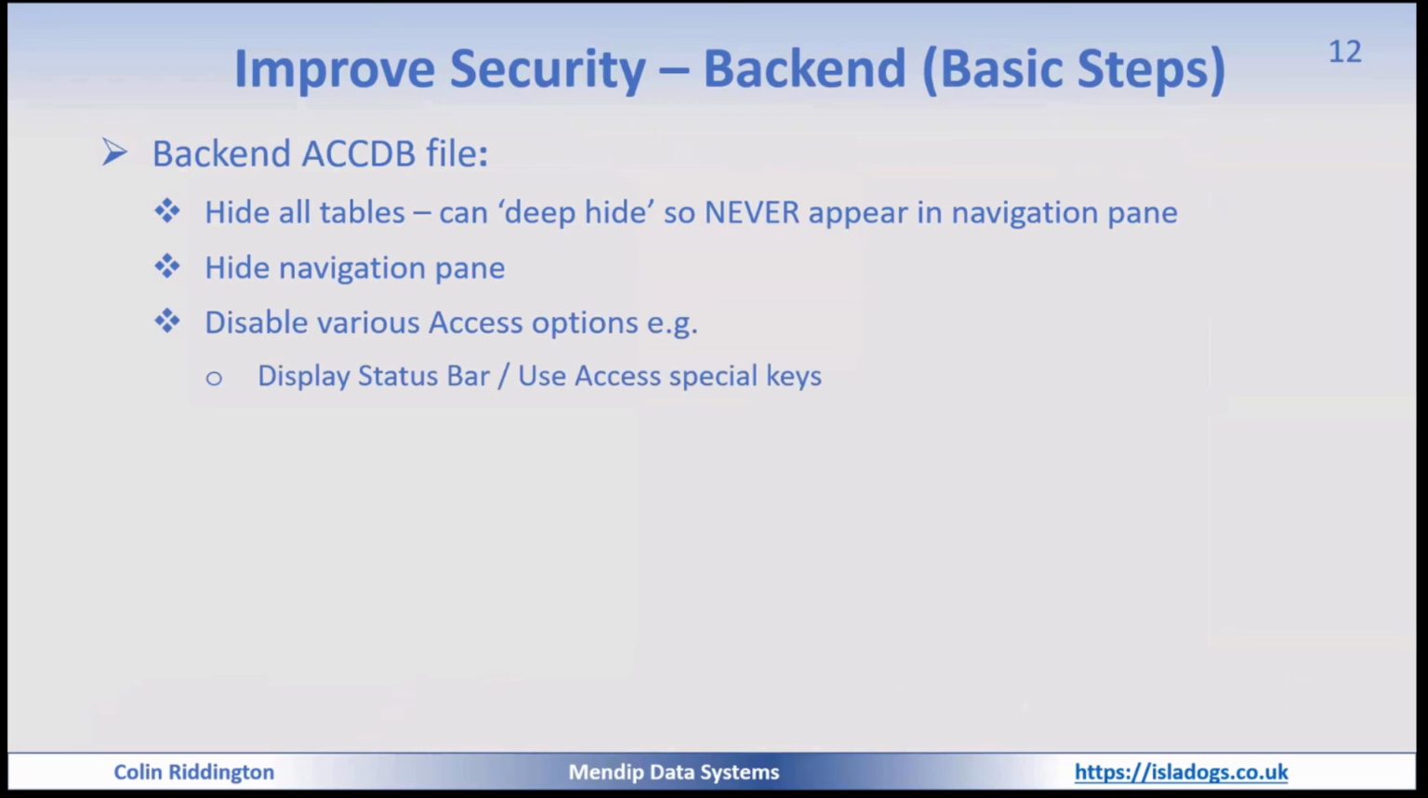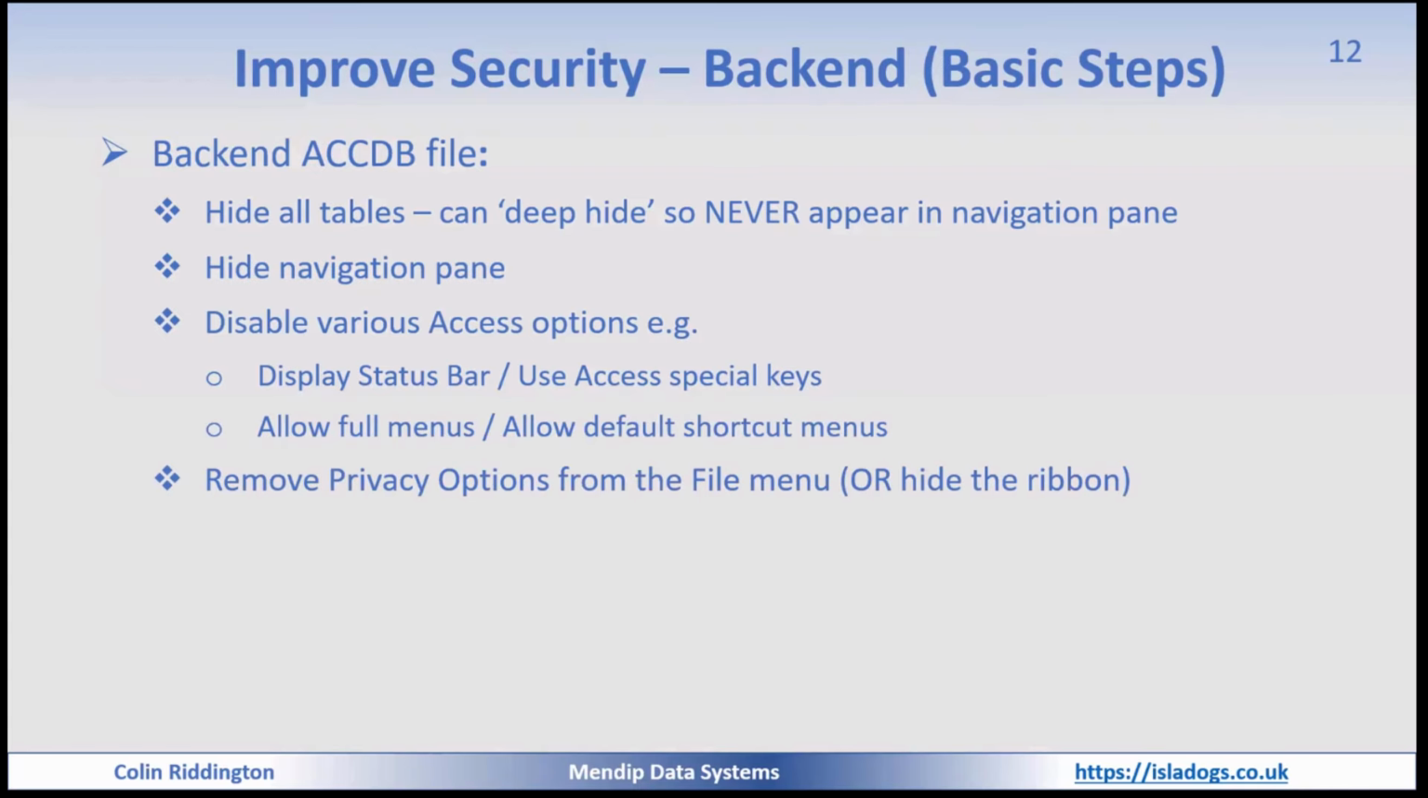And you should, if you're doing any sort of security, disable all the options that make our life easy: display the status bar, disable access special keys, turn off full menus, turn off default shortcut menus. You should remove privacy options from the file menu, or even better, hide the ribbon completely. If you remove the privacy options, it prevents people easily being able to reverse all of the things that you've done. Otherwise, they can just go in and turn it all backwards.